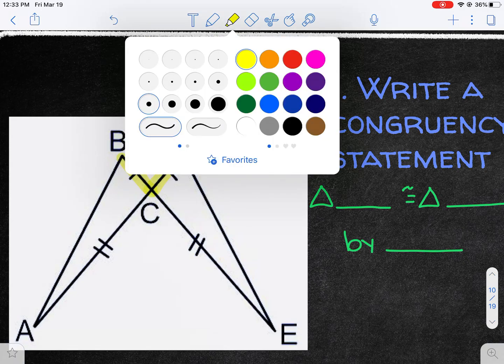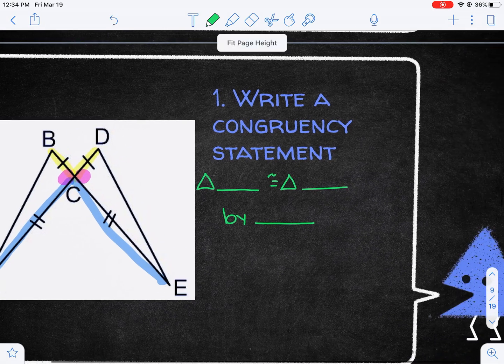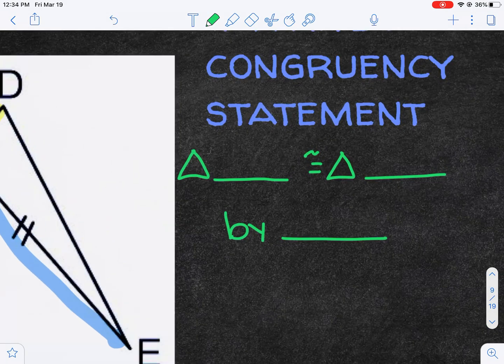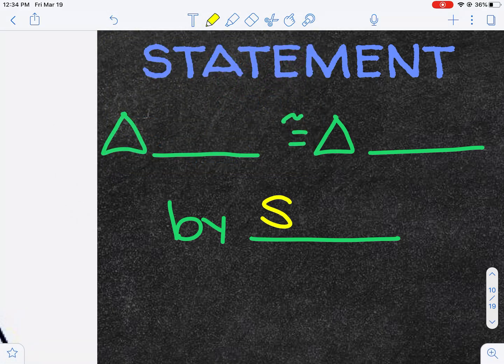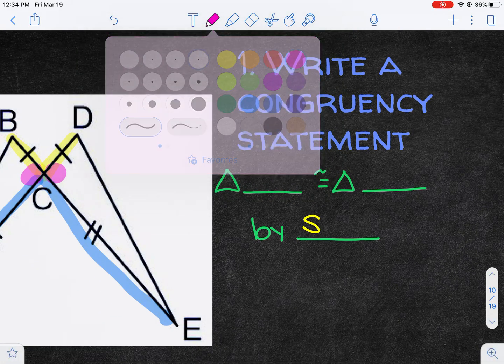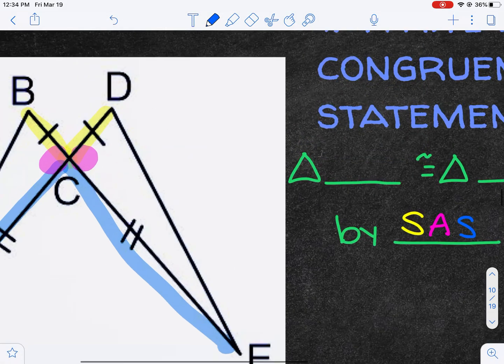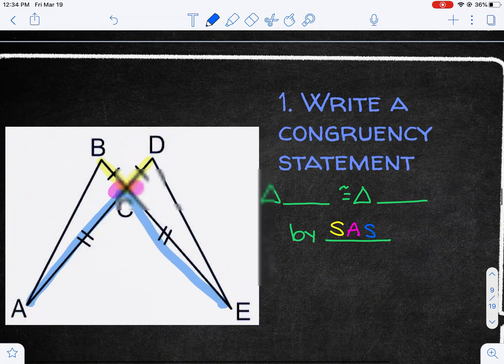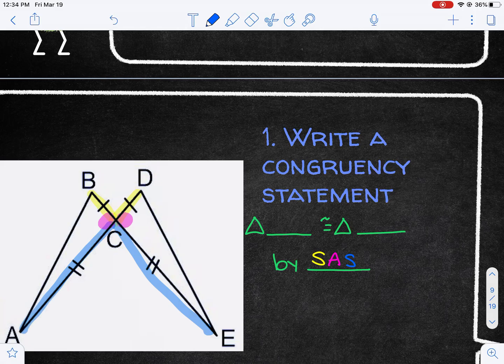BC and DC match up. AC and EC match up. And then these angles are vertical angles. So I have two sides and the angle between them, so I know it's going to be side, angle, side. So I had the yellow side, I had a pink angle, and I had a blue side. And notice the angle is between the two sides, so out here I'm listing it between the two sides as well.